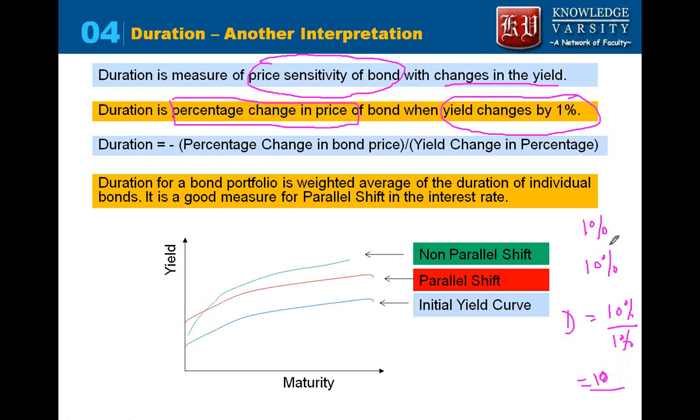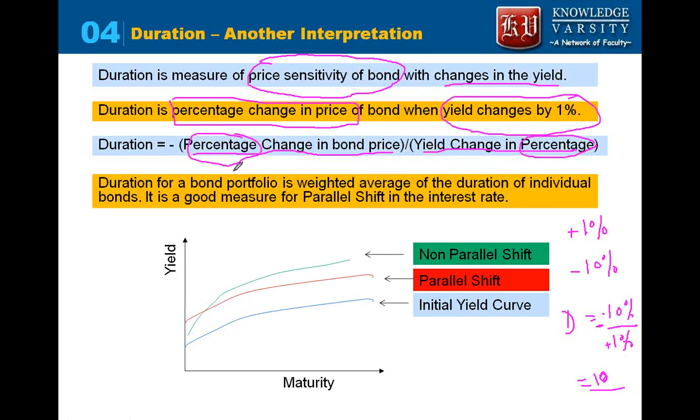Usually when the yield increases, that is, it is plus, the price will decrease, because there is a negative relationship. So duration is mentioned as the negative of the value: negative of negative 10 by positive 10. So the formula for duration is minus of the percentage change in bond price by the yield change in percentage. Please note that both should be in percentage, in the same unit.